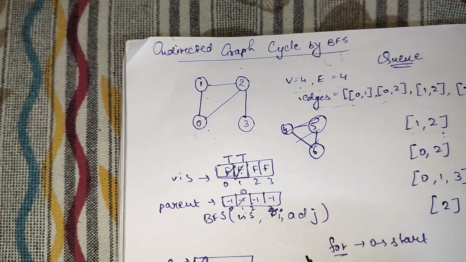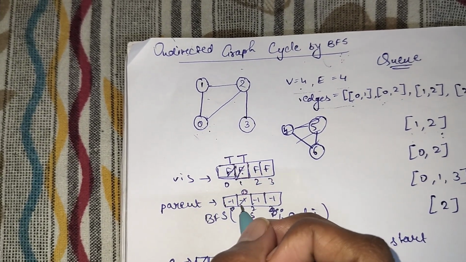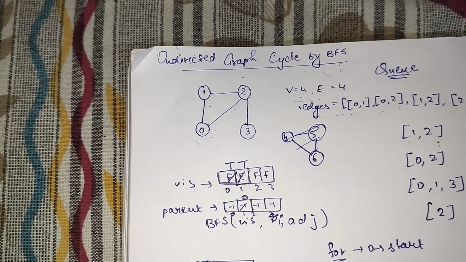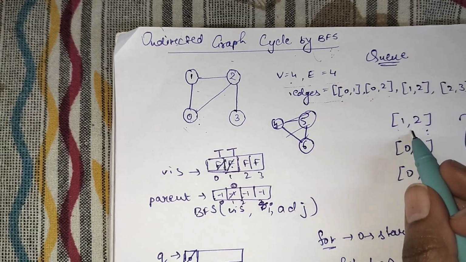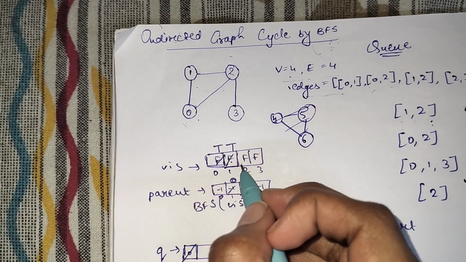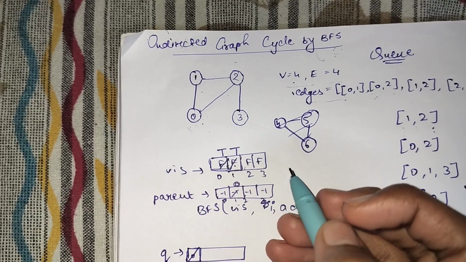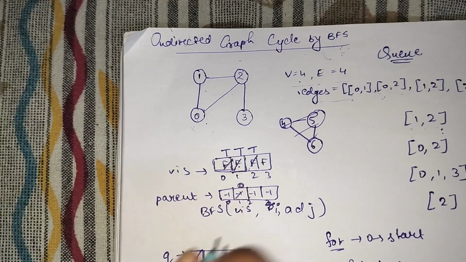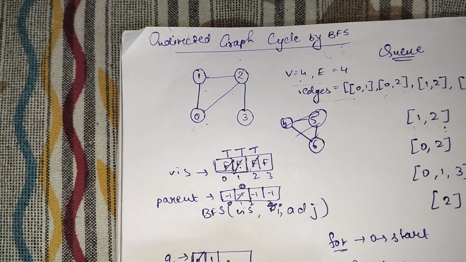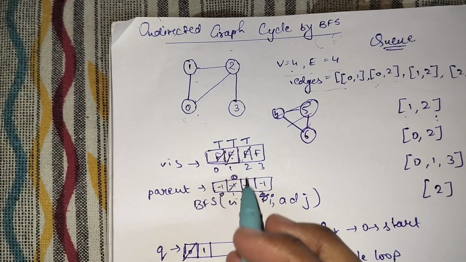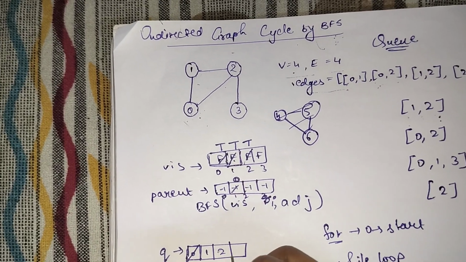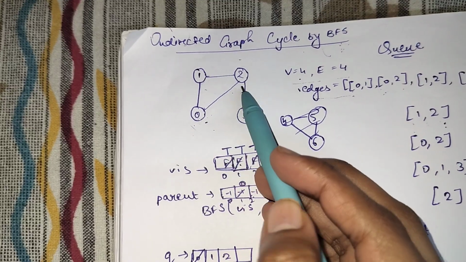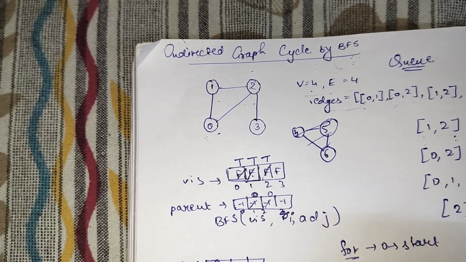So in the parent array, at 1's place, the 1th node has 0 as the parent. Okay, now I came to 2. Is 2 visited? No, it is not. So again I'm going to make it visited. What else? We are even going to put it here in the queue. 1 already, 2 I put in my queue, and since 2 is coming from 0, I'm going to put its parent as 0.